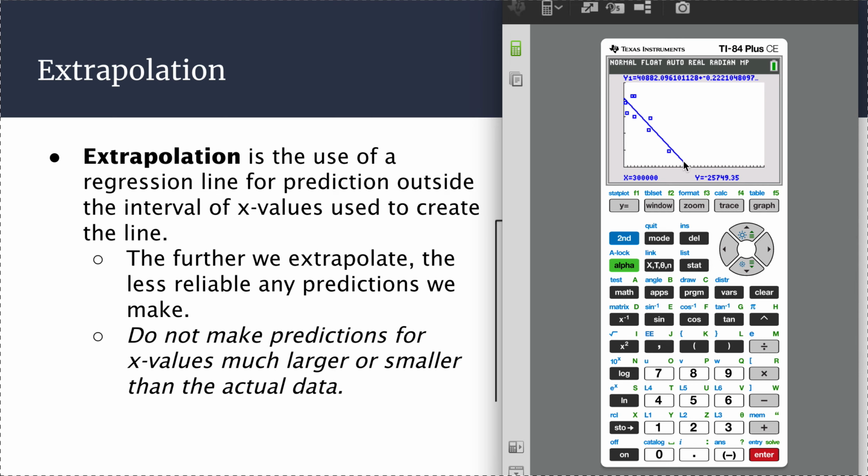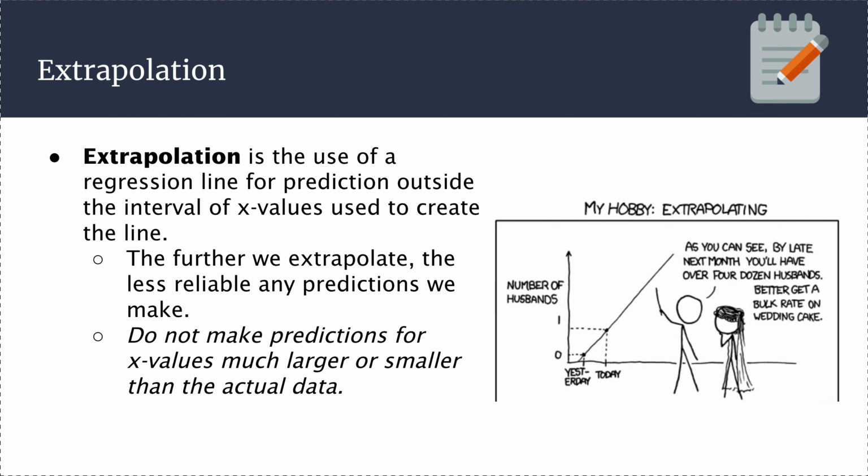Things do not continue linearly very long. In fact, even within the age range I gave, people have growth spurts and things. So we stick to our predictions within the x values that we were given, or at least really close by. The farther we extrapolate away from the given x values, the worse our prediction gets.